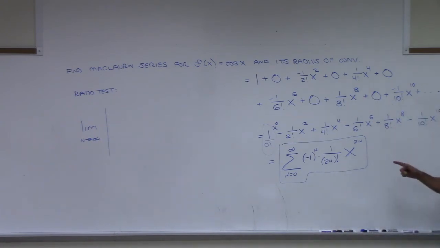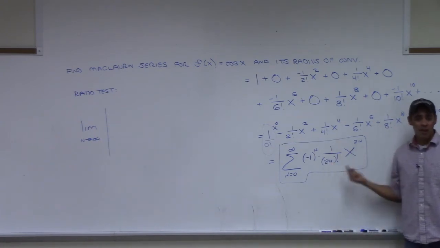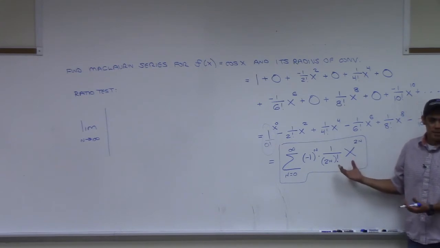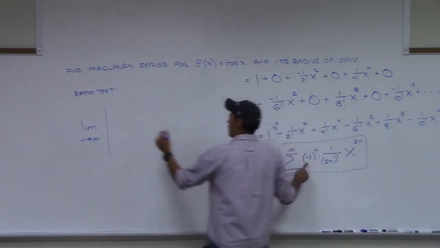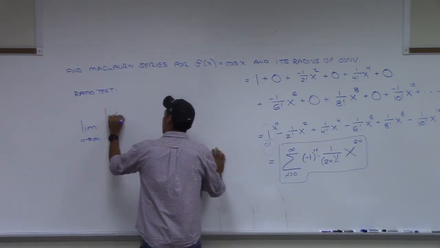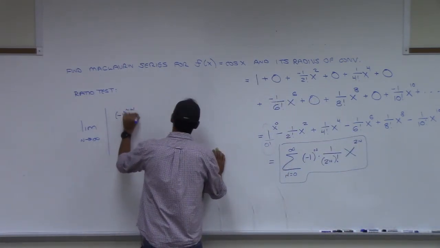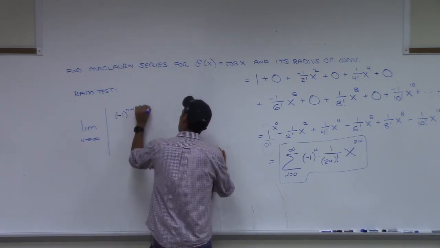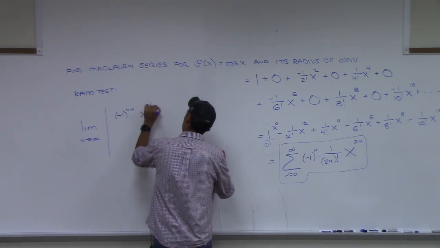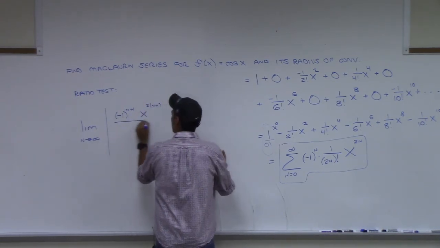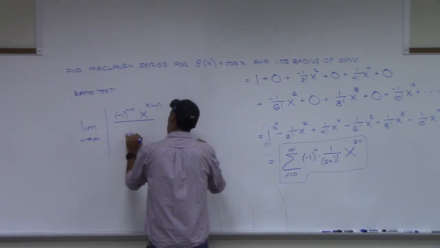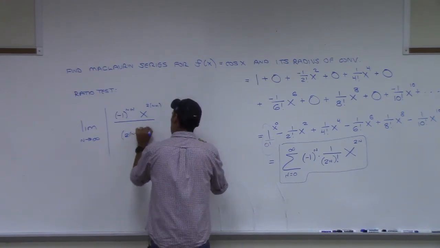All right, so ratio test. What we do is we take this, right? We plug in n plus 1, and then we divide that by this just with n in it. So if you've been doing your homework, you've done this a lot. Negative 1 to the n plus 1, x to the 2 times n plus 1, over 2 times n plus 1, that whole thing factorial.